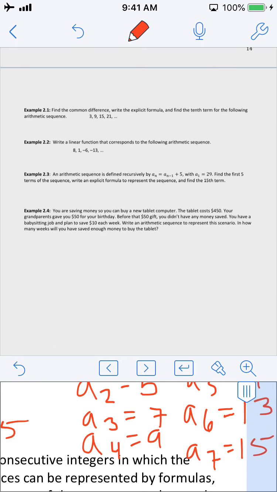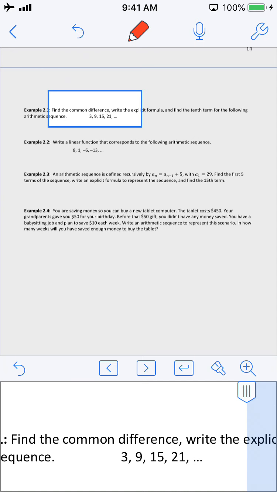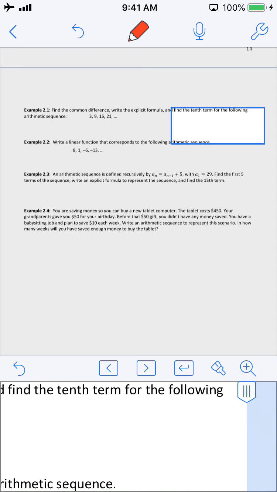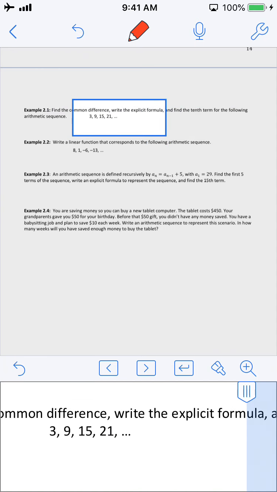Okay, 2.1. Find the common difference, write the explicit formula, and find the 10th term for the following sequence. Okay, here I have a sequence. What was the common difference again? Oh yeah, that was D. That means I'm going to figure out what the pattern is, right? So let's figure out the pattern. All of 2.1, 2, and 3, try out on your own. Try all 3 of those before we really get into this, because honestly, it's the exact same stuff we just did before. I'm going to give you a chance to.